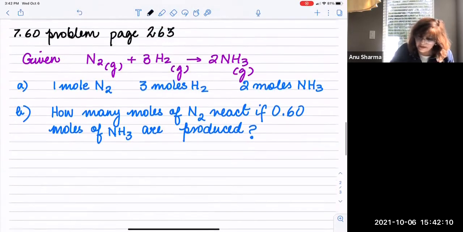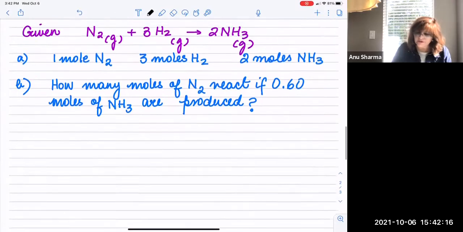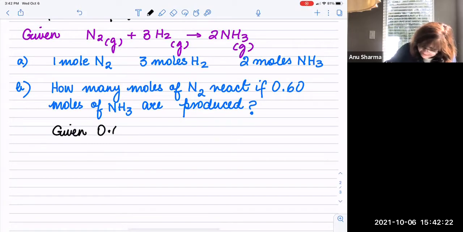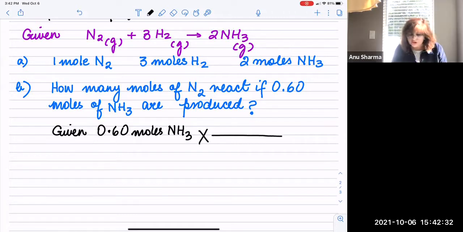How many moles of nitrogen react if 0.60 moles of ammonia are produced? So write down the given. Given is 0.60 moles of ammonia, times... Now you have the mole to mole ratio.